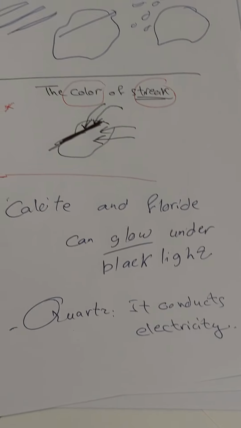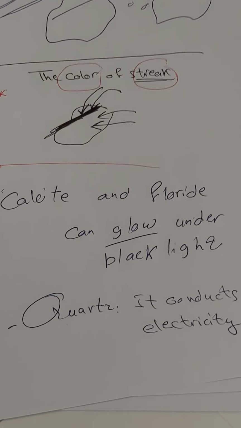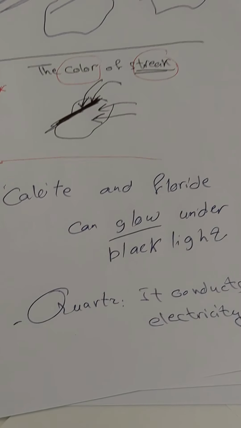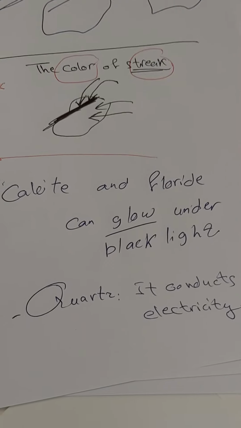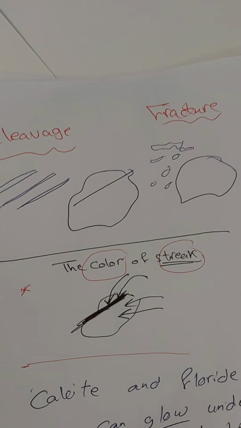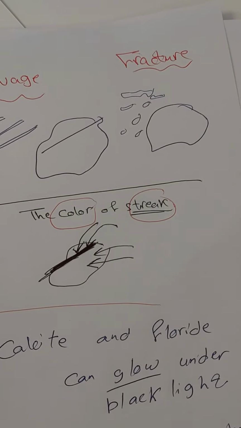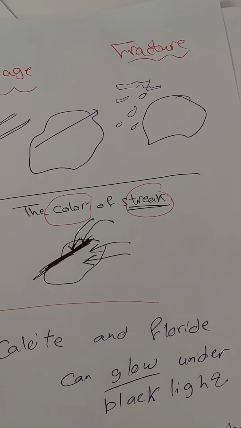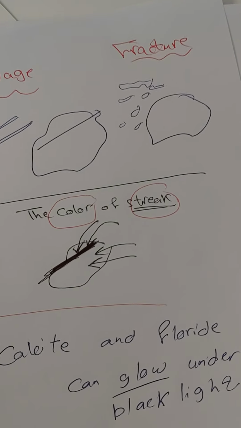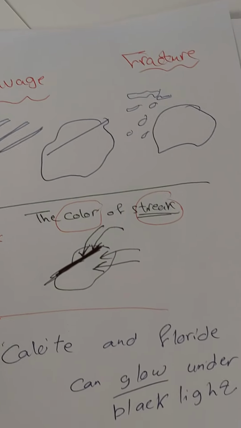Then other properties to identify minerals. Here we have some examples, like calcite and fluorite can glow under black light, and quartz can conduct electricity. And we know different minerals have different elements, but inside one mineral we have a repeated shape of these components that gives the mineral its crystal form. So we covered all of the main and most important ideas in our lesson.